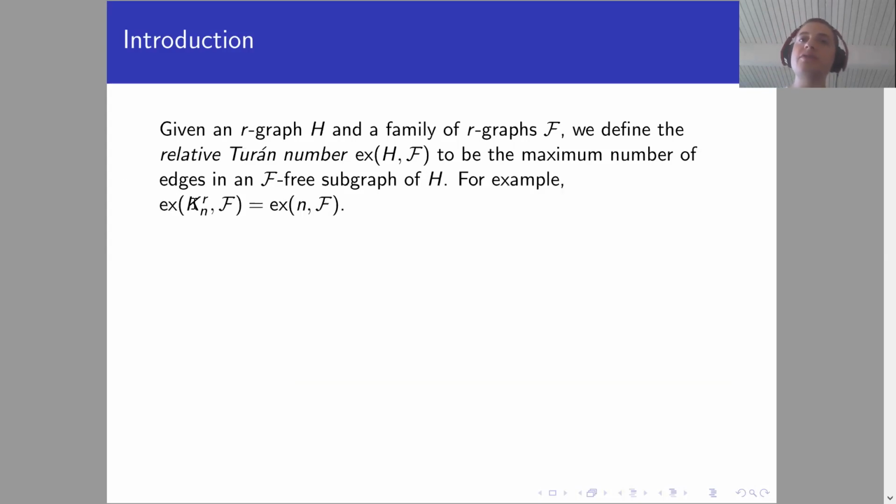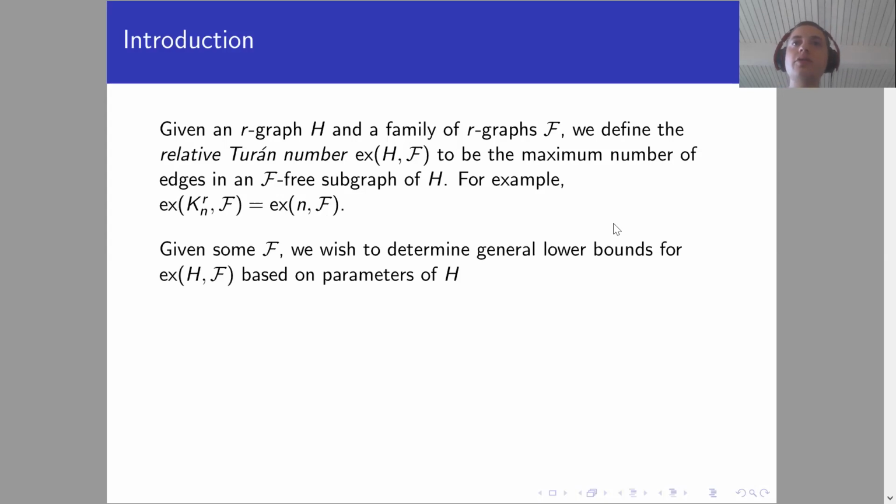An example of this is that I claim that the relative Turán number for K_n^r, which is the complete r-graph on n vertices, is equal to just the classical extremal number for F. This is because any F-free subgraph of K_n^r is just going to be some F-free r-graph on n vertices and vice versa. So we have that correspondence. And as I mentioned before, determining these quantities exactly or even close to exact in general is much too hard of a problem.